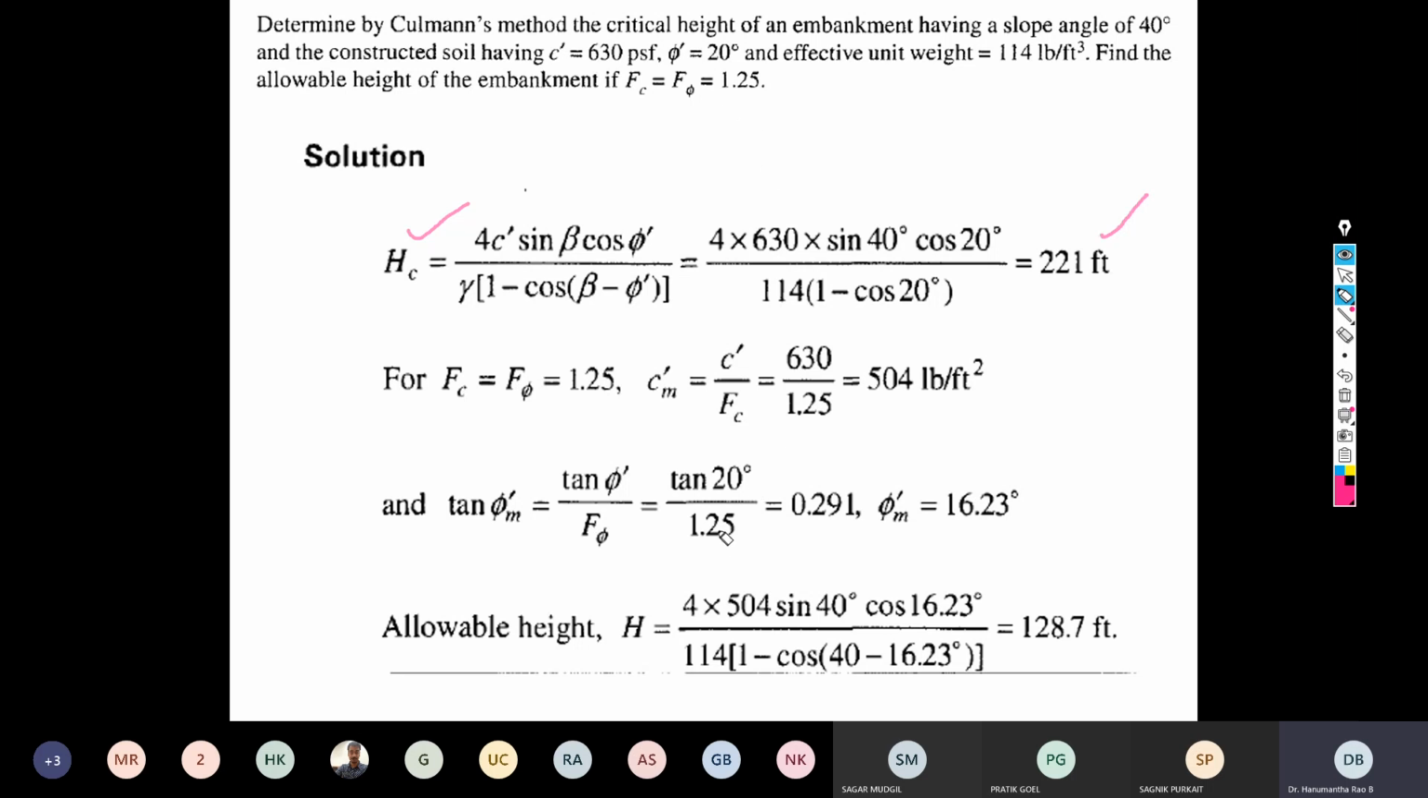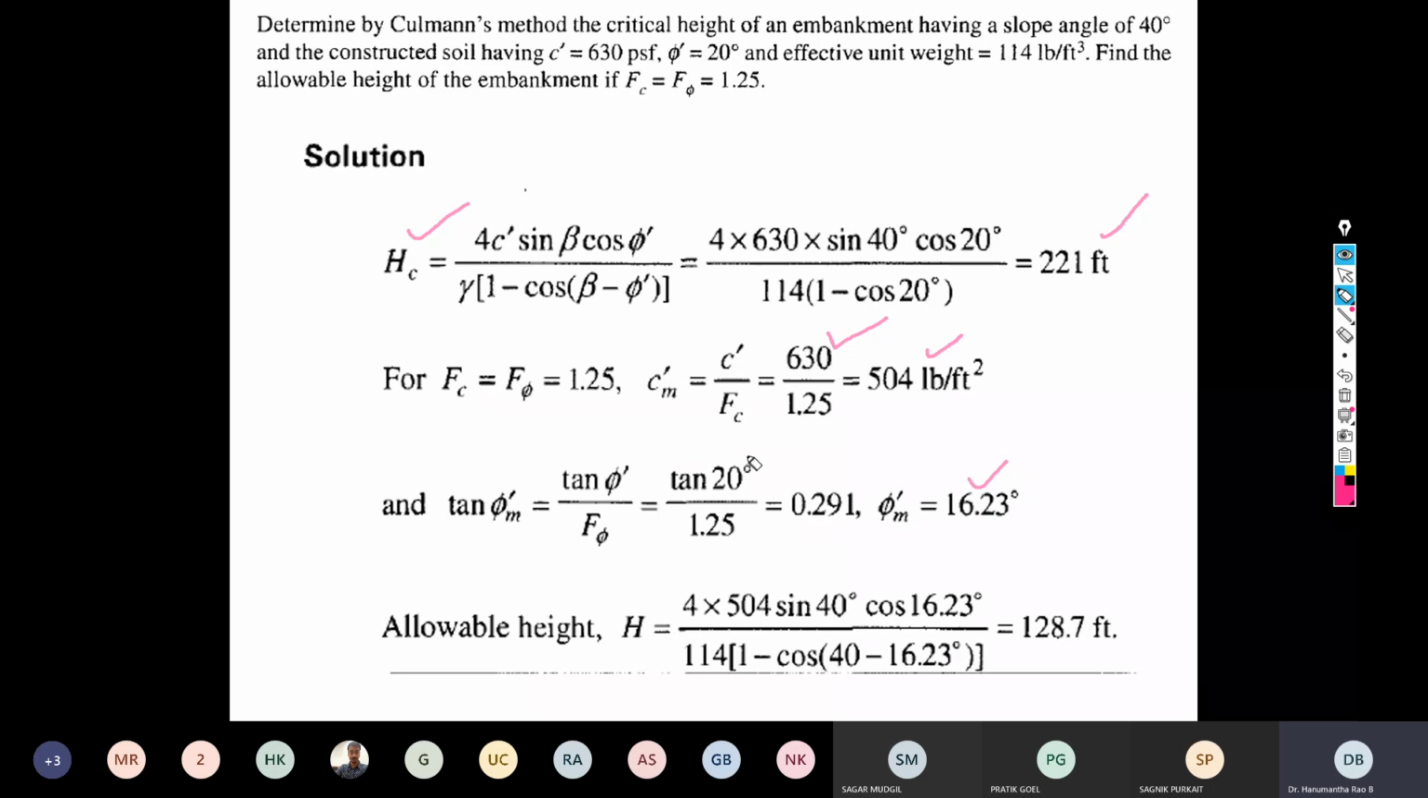So tan 20 divided by 1.25. So that is 0.291, and phi dash is 16.23. Make sure that the mobilized cohesion and the mobilized angle of internal friction are lesser than the cohesion and friction angle at failure. At failure, the cohesion is 630. Therefore, the mobilized is 504. 504 is lesser than 630, so it is all right.